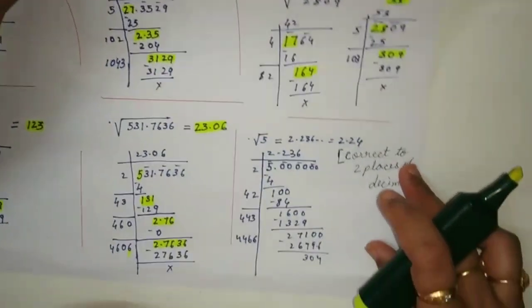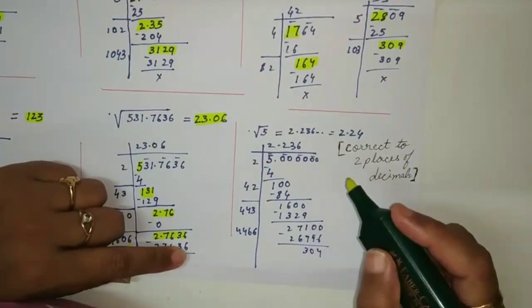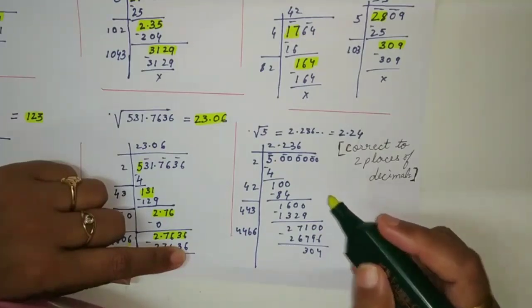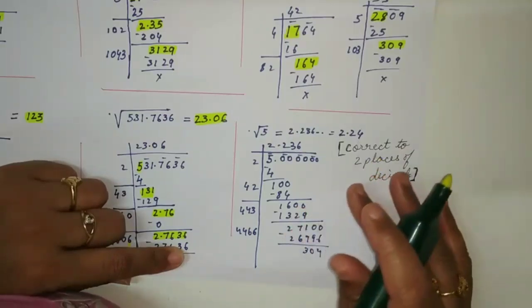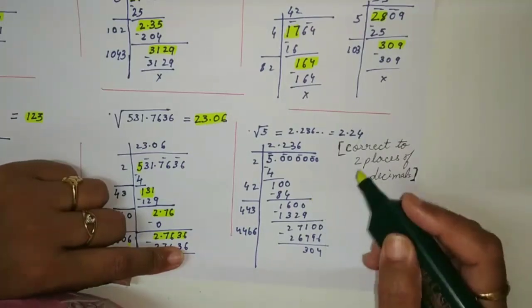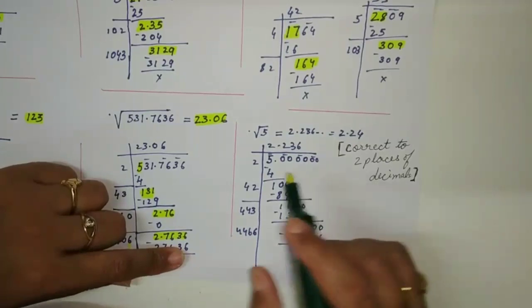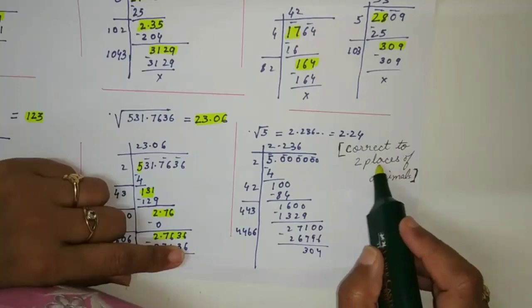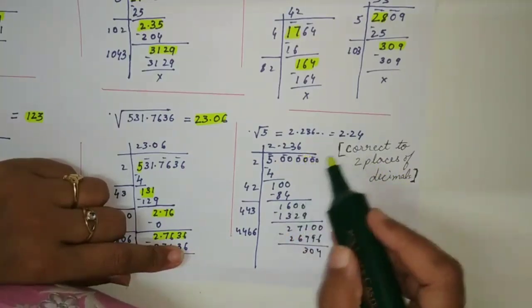If you remember rounding off, if the digit to be rounded is less than 5, the digit is left as it is. If the digit to be rounded is 5 or more than 5, 1 is added. So that is rounding off. Here the question is to find out the square root of 5 correct to 2 places of decimal. That means you have to find out up to 3 places of decimal and round it off.